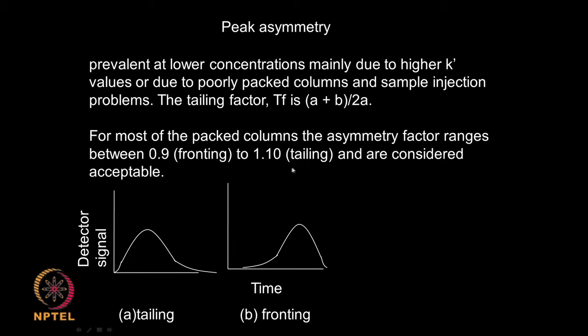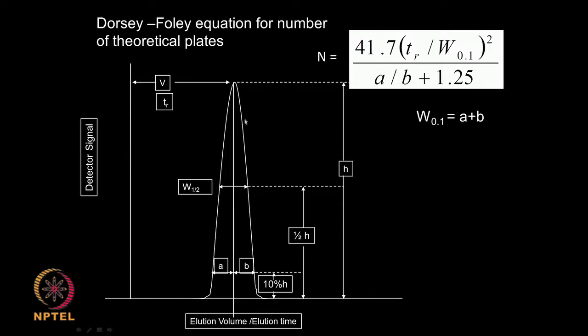Generally, this factor will vary between 0.9 to 1.1. You will never get exactly 1, but it will vary between 0.9 to 1.1. Okay. So, you can have some tailing or some fronting. Okay. A is an indication of the fronting, B is an indication of tailing.